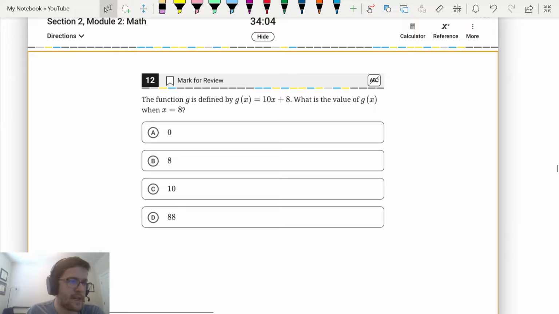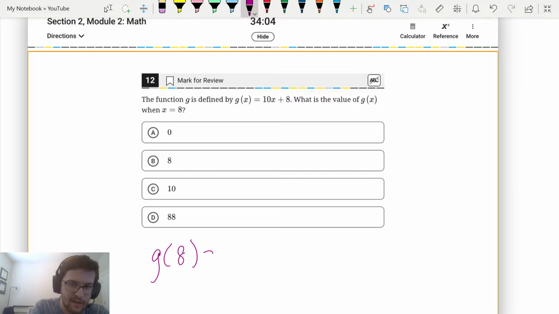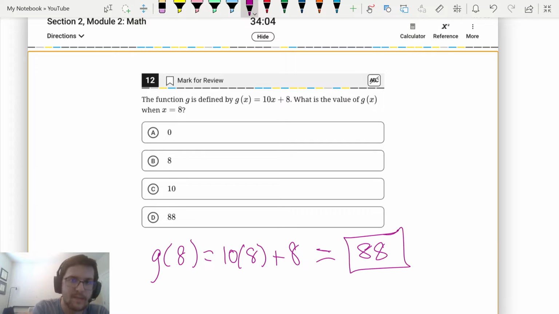What is the value of g of x when x equals 8? Okay, once again, it's asking us to plug in an x using function notation. So it wants us to find g of 8. So we're going to do 10 parentheses 8 plus 8. That's 80 plus 8, which is 88. That is answer choice D.